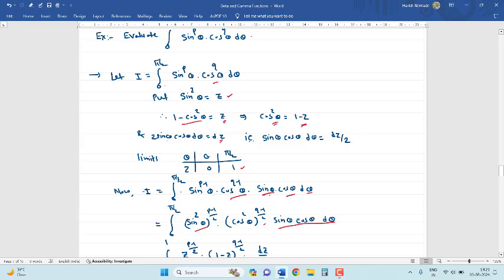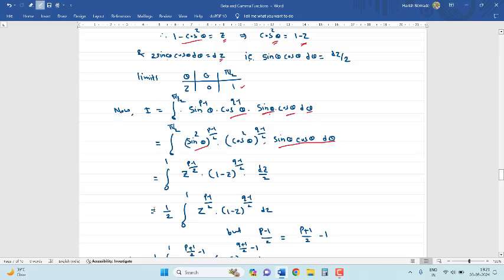So this is equal to, by using the substitution, where the limits of the integration are changed to 0 to 1: sin square theta is z, so it is z raised to p minus 1 by 2. Cos square theta is 1 minus z, so this term becomes 1 minus z raised to q minus 1 by 2. And the value of sin theta cos theta d theta is dz upon 2. So this integral is equal to 1 half, the integration from 0 to 1 of z raised to p minus 1 by 2 into 1 minus z raised to q minus 1 by 2 dz.